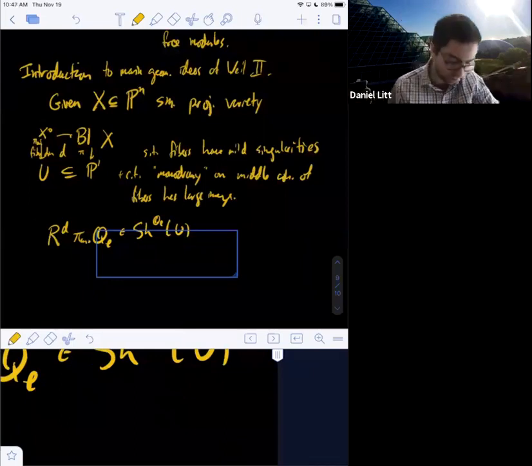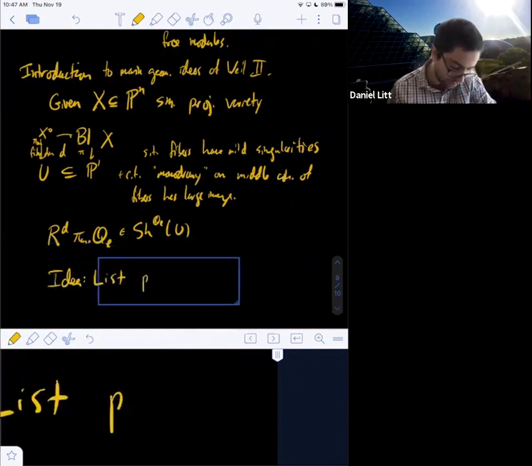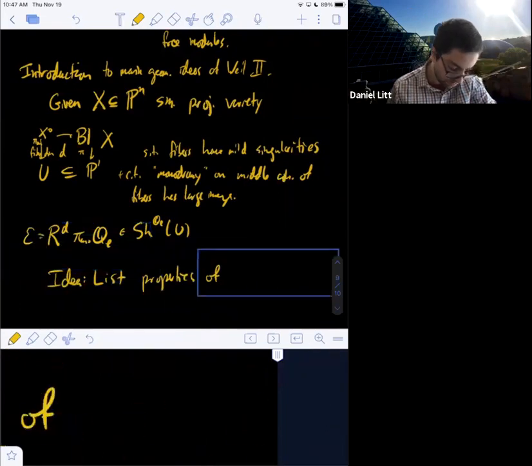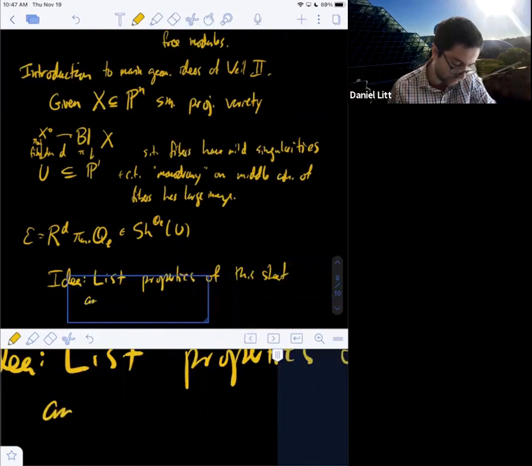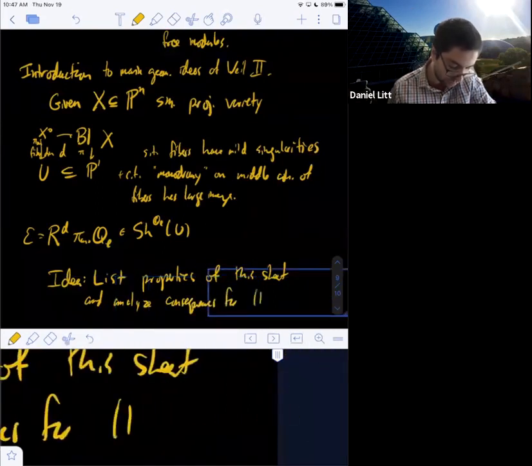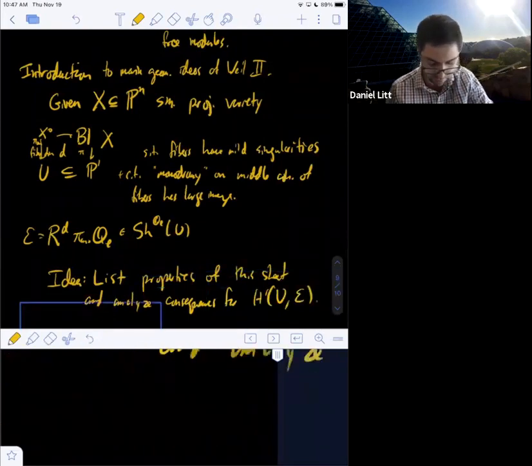And what we'll do is axiomatize the properties of such sheaves and study sheaves on P1 with this property. So the idea will be to list all the good properties of this sheaf, let me call it E, and then analyze the consequences for the cohomology H1 of U. This is the only interesting cohomology with coefficients in E.